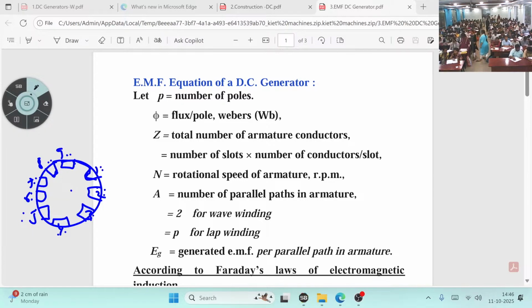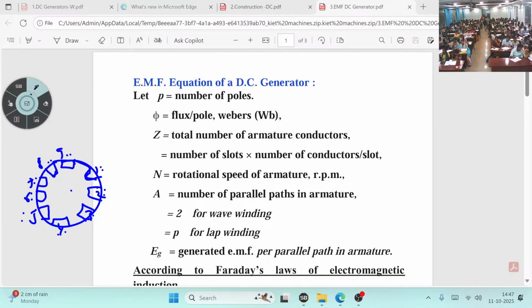Each slot has 2 conductors. Now how can you find the total number of conductors? Number of slots into conductors per slot. We have 9 slots, and in each slot there are 2 conductors. 2 into 9 gives 18. So the total number of conductors can be obtained by the number of slots into the number of conductors per slot.